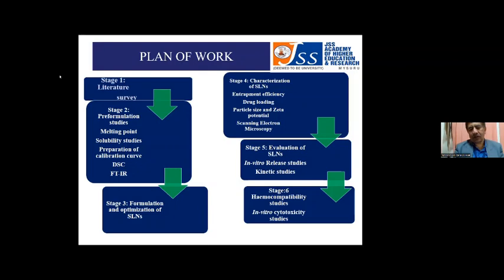The third stage is formulation and optimization of the solid lipid nanoparticles. In stage 4, we characterized the solid lipid nanoparticles with regard to entrapment efficiency, drug loading, particle size analysis, zeta potential, and the topography of these nanoparticles using scanning electron microscopy. Then we did the evaluation parameters: in vitro release studies of the formulation and different kinetic models to understand the mechanism of drug release from the formulation. Stage 6 is hemocompatibility studies to understand whether the product is compatible with the blood, followed by in vitro cytotoxicity studies.